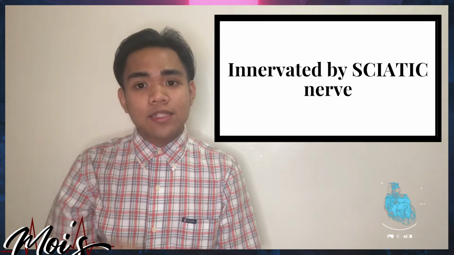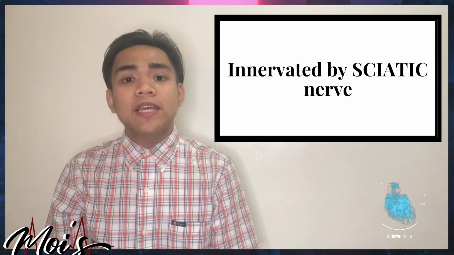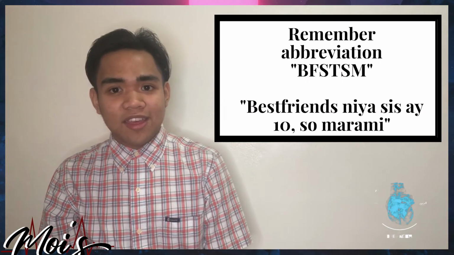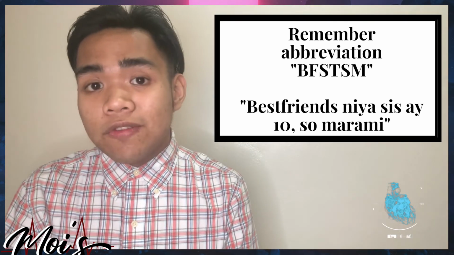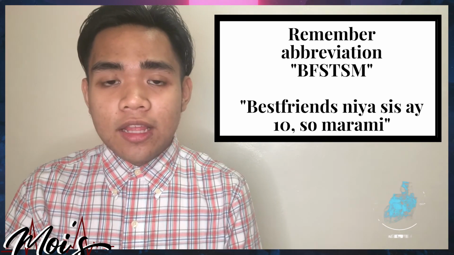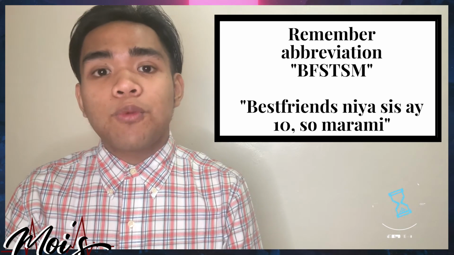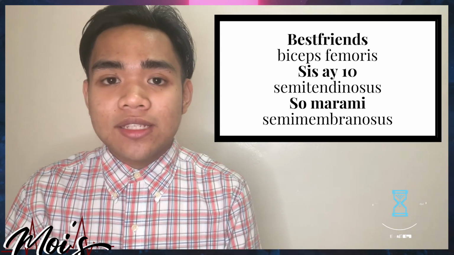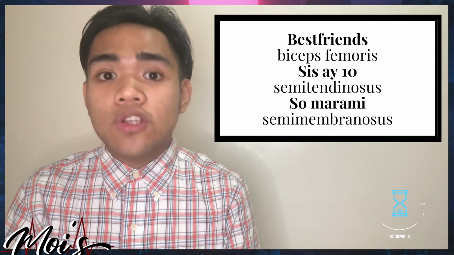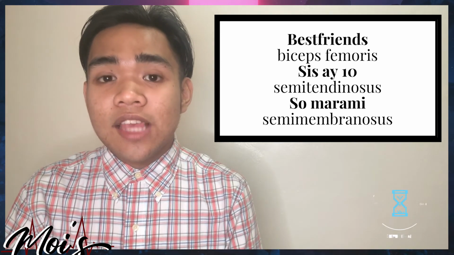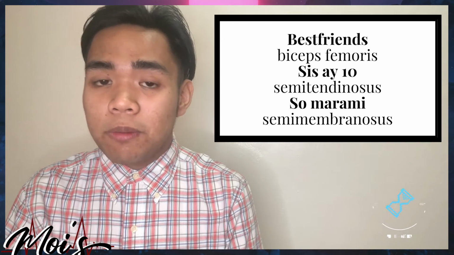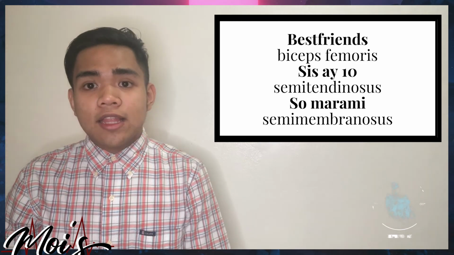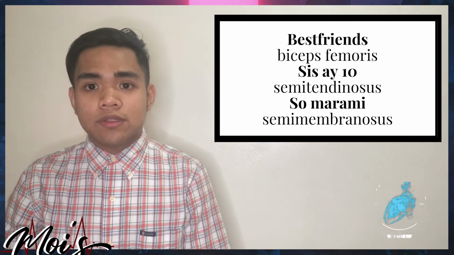The fourth tip is to remember the abbreviation BF-CTSM, which means "best friends niya ay 10, so marami." The abbreviation BF-CTSM can help you remember the hamstring muscles. The words "best friends" indicate biceps femoris, while the phrases "sis ay 10" and "so marami" indicate the semitendinosus and semimembranosus respectively.